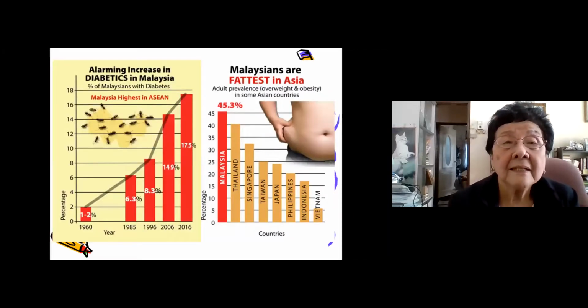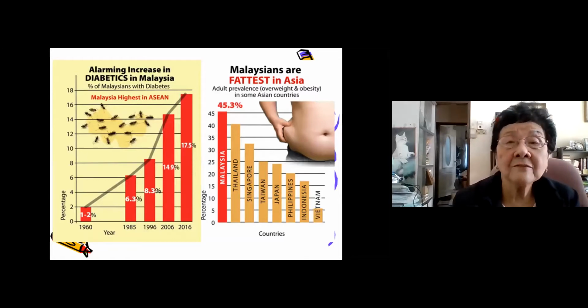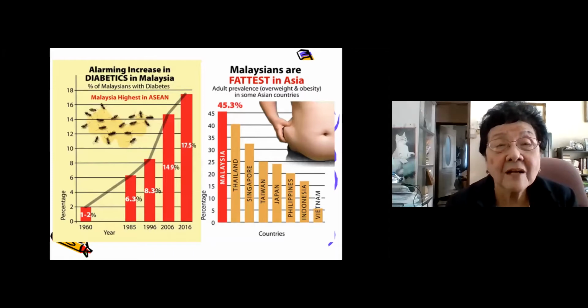There's an alarming increase in diabetics in Malaysia, of Malaysians with diabetes. Actually, if you look at Malaysia, we are a country of sweets, a very sweet country. Everything we touch, almost, kuih kuih and other things, is sweet. And we love sweets and we love kuih kuih and so on. So you can see and infer why this graph is on the rise. And Malaysians are the fattest in Asia.